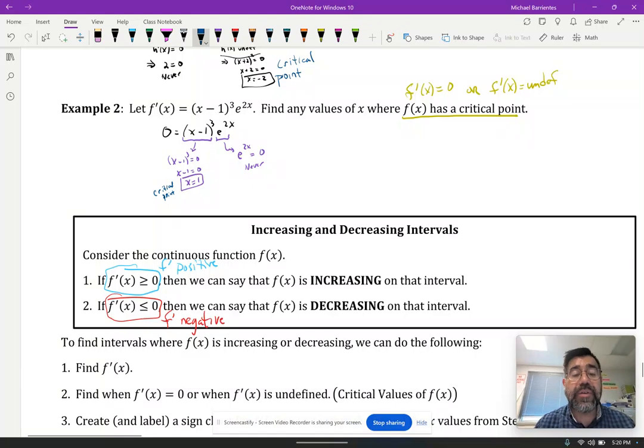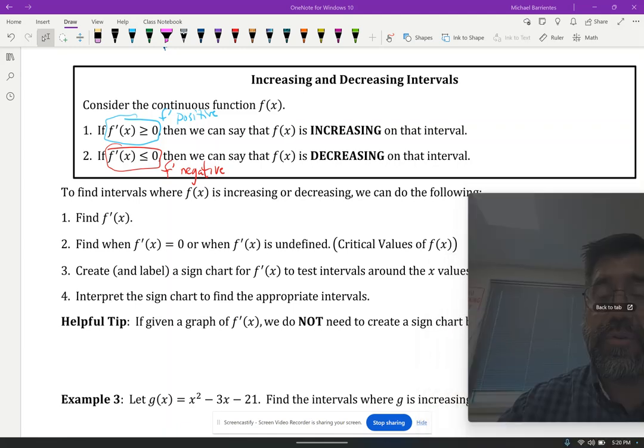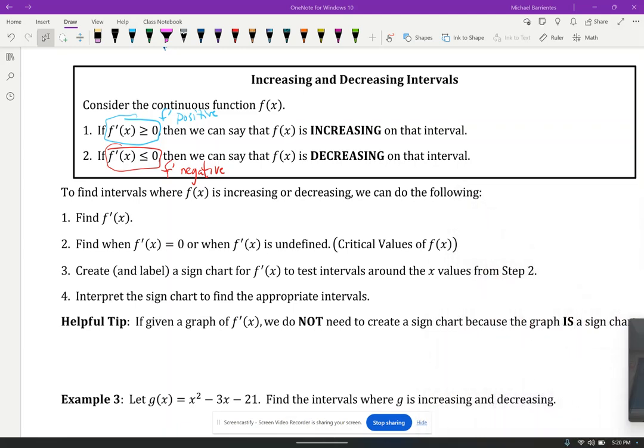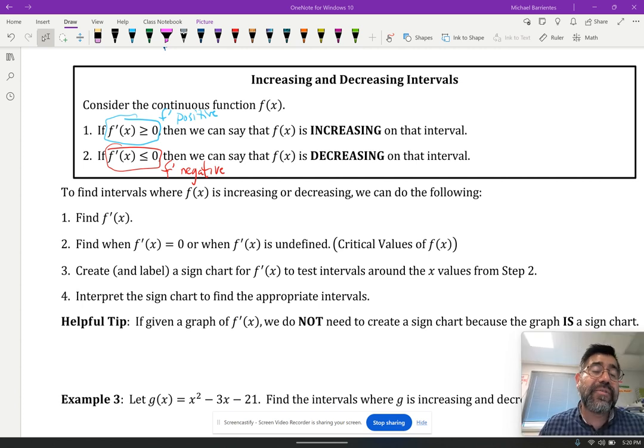So why do we need critical points? Well, if my goal is to find increasing and decreasing, increasing happens when the derivative is positive, and when the function is decreasing, that's when the derivative is negative, then if I can find where the derivative is equal to 0 or undefined, those are the places where it kind of changes, right?